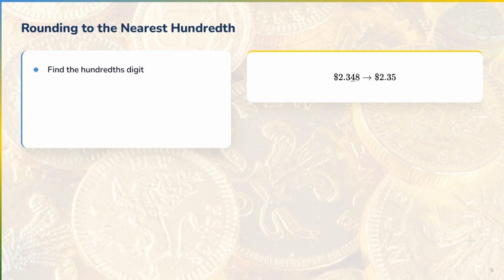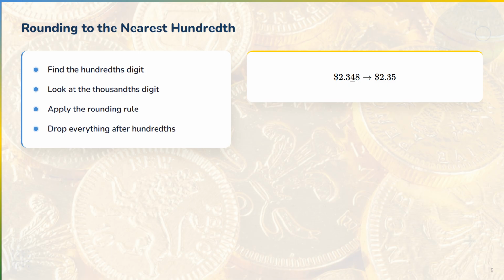Now let's talk about rounding to the nearest hundredth. This is super useful when working with money. The steps are the same, just shifted one place. Find the hundredths digit. That's the second digit after the decimal. Then look at the thousandths digit right beside it. If the thousandths digit is 5 or more, round the hundredths digit up. If it's 4 or less, keep the hundredths digit the same. Then drop everything after the hundredths place. This is exactly how we round prices at the store.